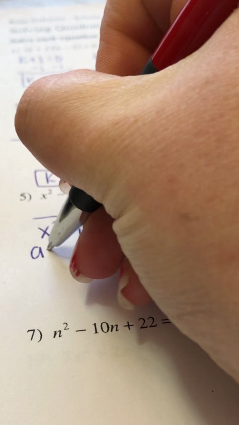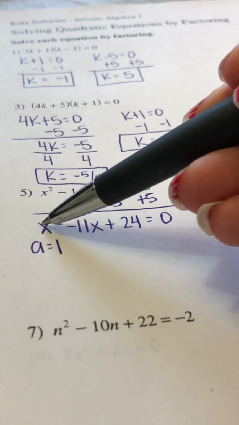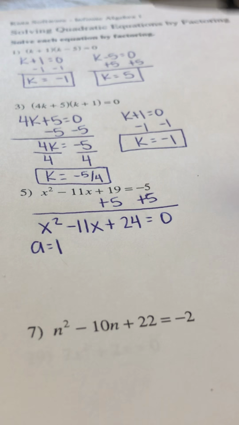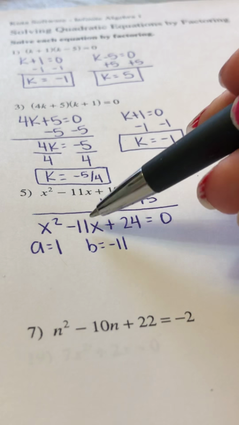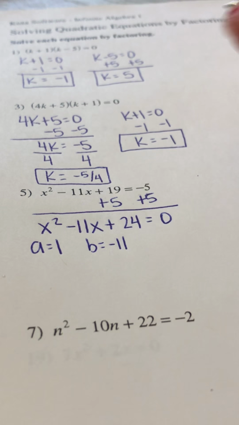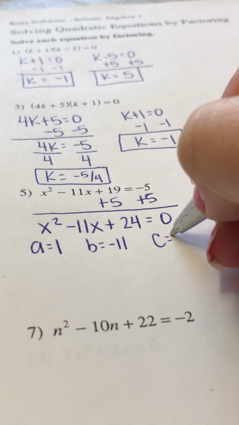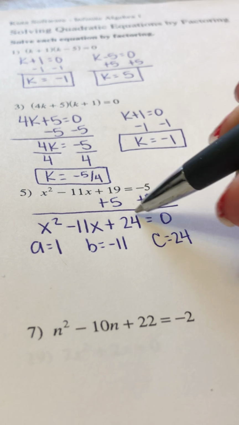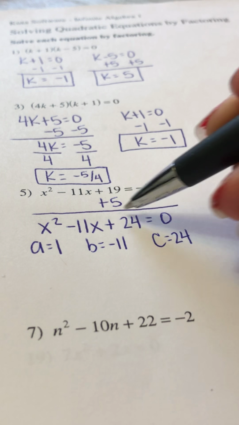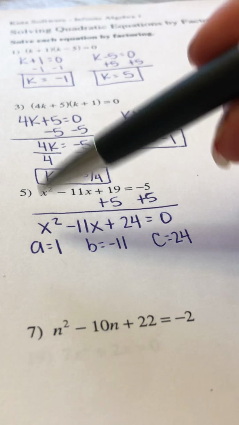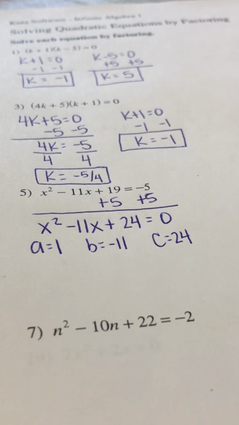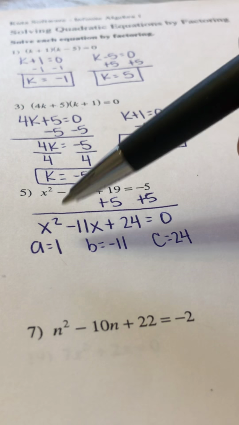So a equals 1. That's the coefficient in front of x squared. B equals negative 11. That's the coefficient in front of x. And C equals 24. That's the constant at the end of my quadratic. This is an A equals 1 problem, so I do not need an AC for this particular problem because A equals 1.